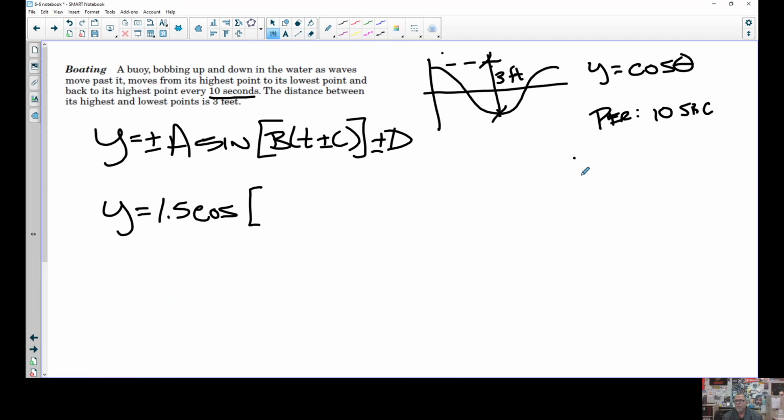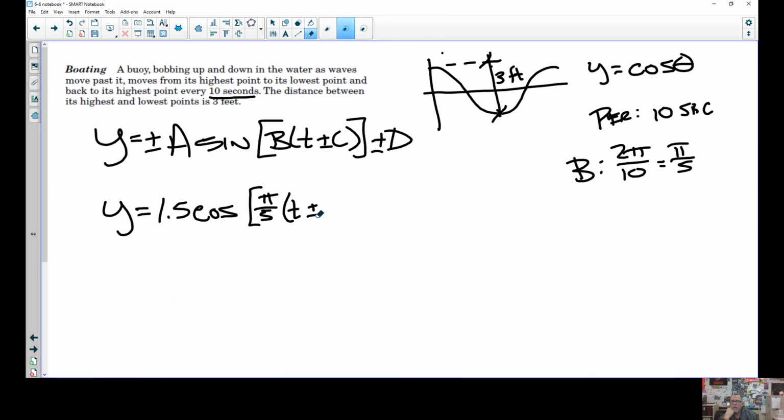So we can find our B value. The normal period of cosine is 2 pi. We're using 10 seconds. That means pi over 5 is our B value. So I put pi over 5 here, and I have t plus or minus. Now, if we say that it starts at its highest point, do we need to have any C value? If it's starting immediately at its highest point at 0 seconds, then C is 0.